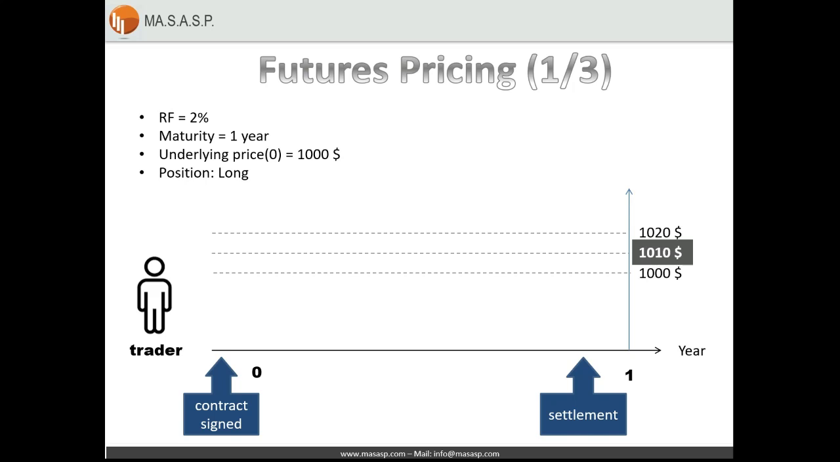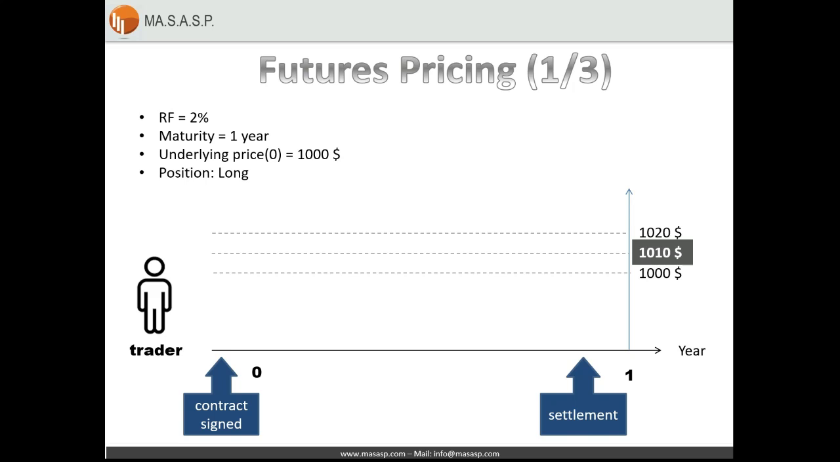Well, let's assume a future contract whose maturity is 1 year. Let's assume its underlying issue to have a current price of $1,000. Let's assume the risk-free interest rate to be 2% on an annual basis. Given this data, the final value of the underlying value invested at the risk-free rate will be $1,020 after 1 year.